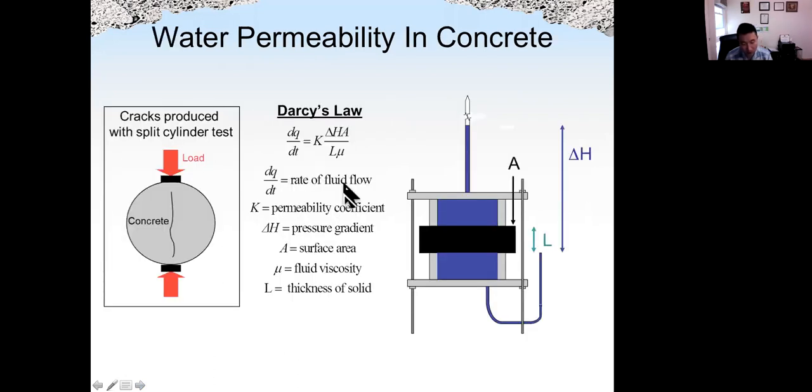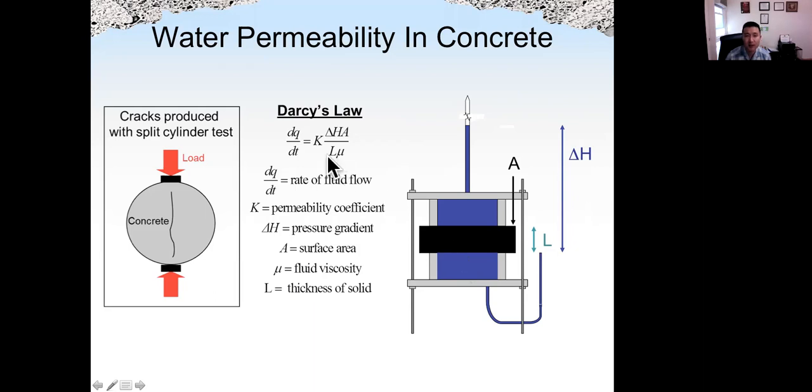Okay. So the first one is the water permeability test. That measures how easily water can penetrate the concrete. For example, here we generate some type of crack in concrete by applying a load, and then we measure how easily solution can penetrate through the specimen.